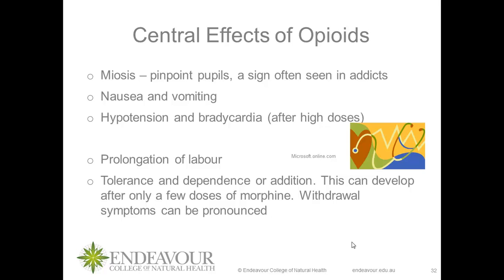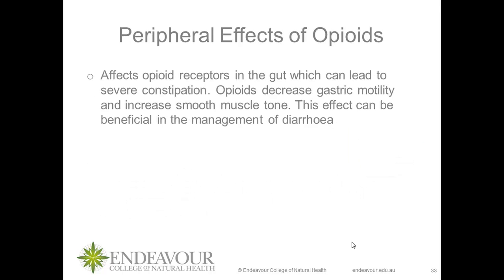Once again, as we said, when you stop taking drugs like morphine, withdrawal symptoms are very pronounced from that sudden rebound increase in the cyclic AMP messenger. So those were the central effects of the opioids. Now let's look at what effects they have peripherally in the body.